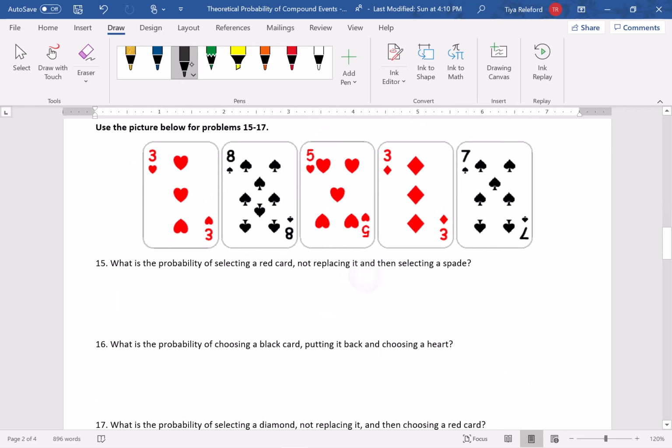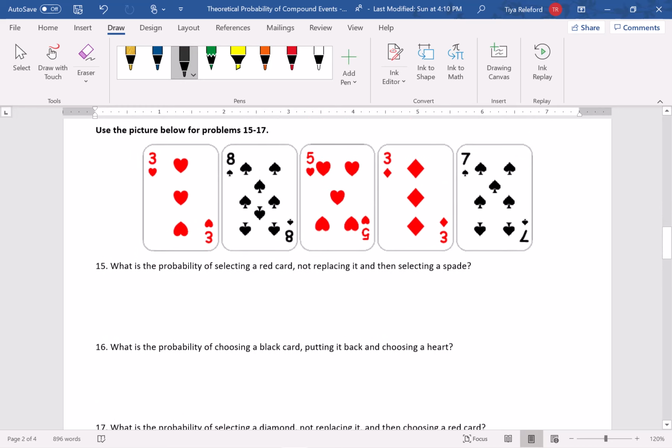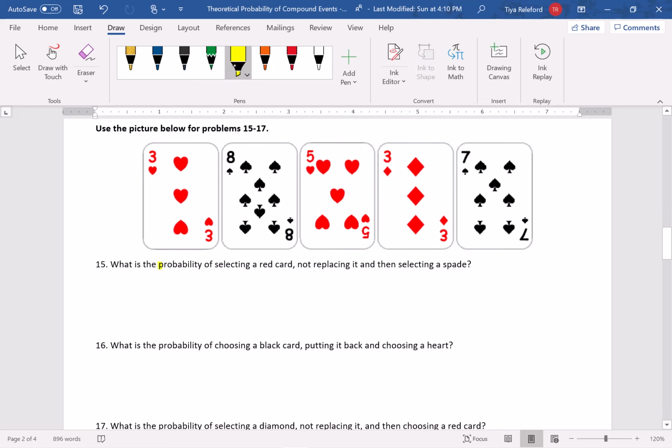All right. It says use the picture for the questions 15 through 17. What is the probability of selecting a red card, not replacing it, and then selecting a spade? So the first thing we want is red. How many red cards do I have? 3 out of 5. And then I want a spade.